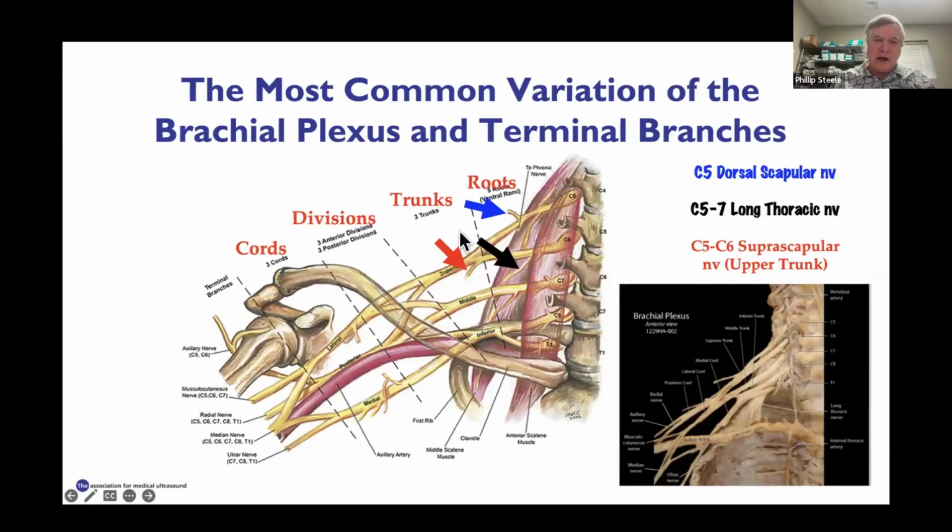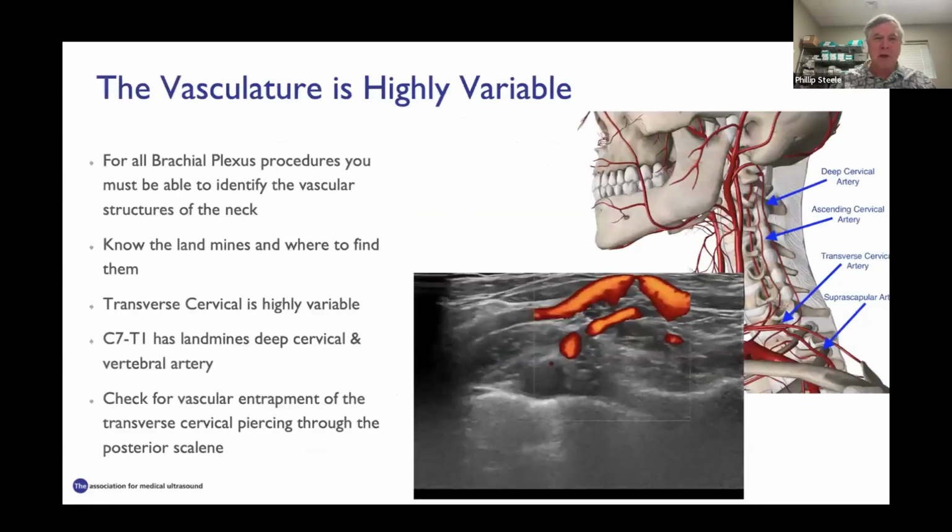Everyone hopefully remembers some of this. We're going to mostly talk about the roots here, the trunks, and a little bit about the divisions, and then the branches of dorsal scapular, long thoracic, and suprascapular nerve. And then at some point I need to do a webinar on the brachial cords, but our focus today is mainly on the supraclavicular portion of the brachial plexus.